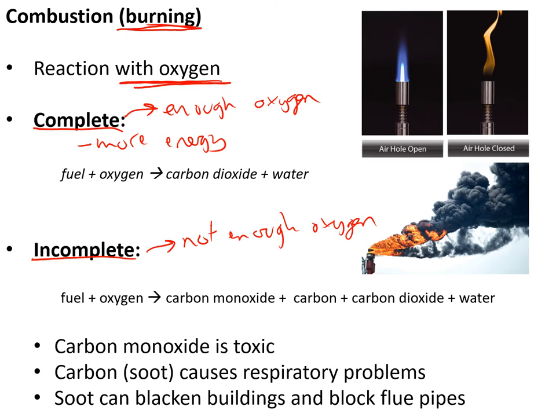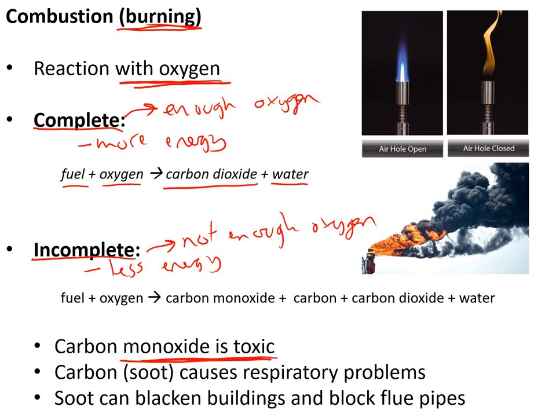So our word equation for complete combustion is just this: fuel plus oxygen makes carbon dioxide and water. Now, the carbon dioxide is harmful in terms of global warming, but it's not toxic in as much as if we breathe it in, it's not going to kill us straight away. Now, it's important to compare that to incomplete combustion, because with incomplete combustion, there are two problems. Firstly, it produces less energy, okay? And secondly, it produces something called carbon monoxide, which is toxic, and we'll come onto that in a second.